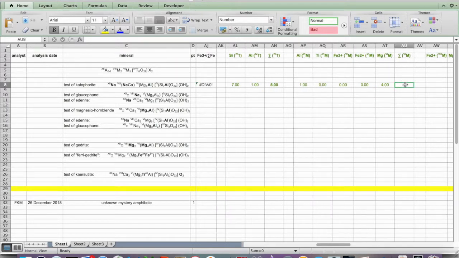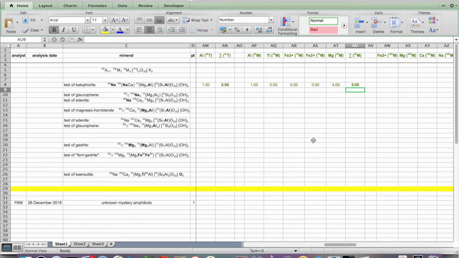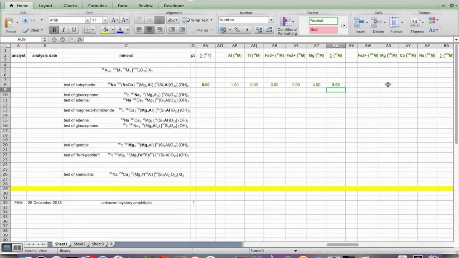So now here we can just sum up the 6 coordinated cations. I'm just going to add all these up, and hopefully we get the 5 that we expect. And we do. Okay, so now we have the 8 coordinated site to worry about, and the question is how much iron 2 plus is going to be in this site and how much magnesium is going to be in this site.